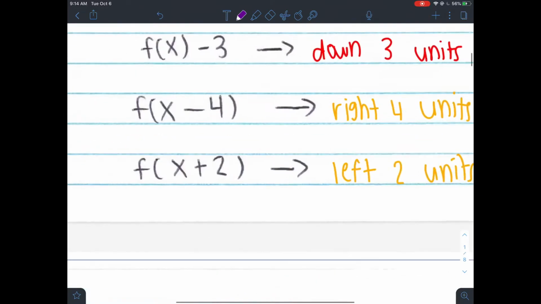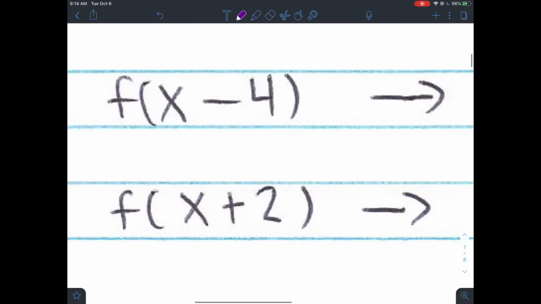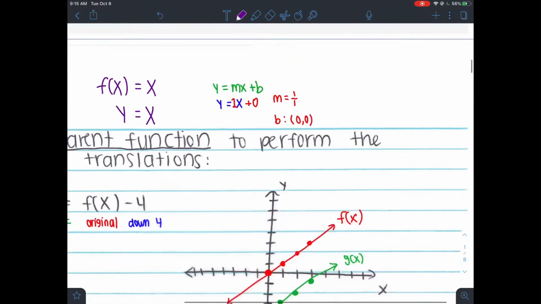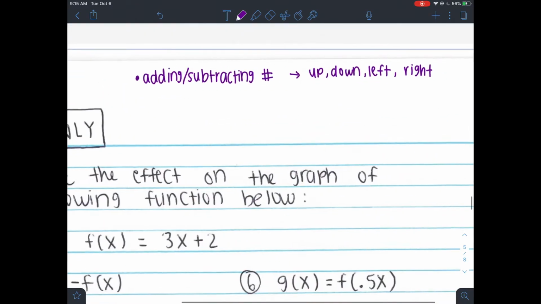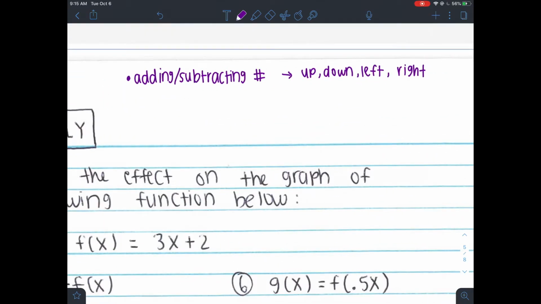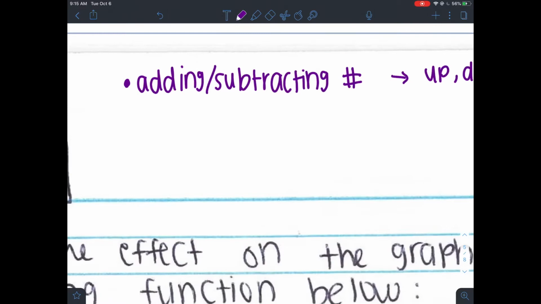And with these, you want to remember that they're the opposite. So when we see the x minus 4, we see that the negative 4 is inside the parentheses, so we know it's either side to side. We've got to figure out, is it left or right? Now when you're inside, it's always opposite. So if it's minus 4, you want to think left, but it's actually the right 4. With this one, you would actually be going to the left 2. All right, so that's our first transformation that we learned. We learned that if we're adding or subtracting a number to our function, you're either going up, down, left, or right. The second thing that we learned was when we have a negative sign.